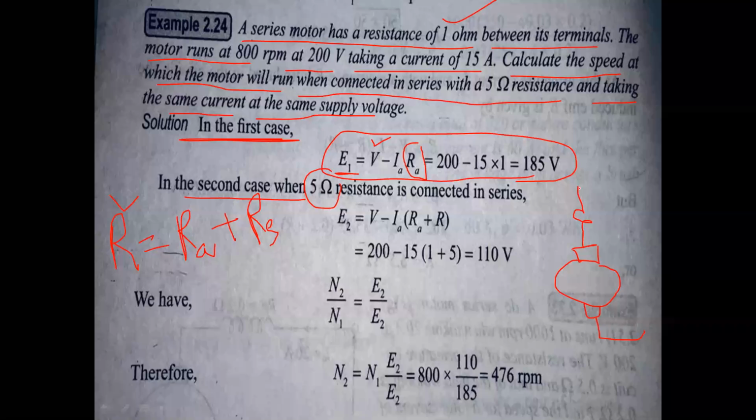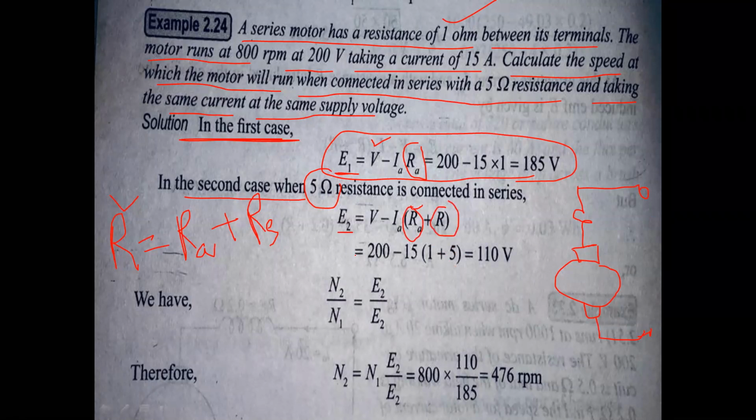So this is the first case. In between the two terminals, the total resistance is given. First, 1 ohm is the total resistance in between these two terminals. Now 5 ohms resistance is added, taking the same current and same supply voltage. So for RA, we have 1 ohm resistance, and we add 5 ohms resistance.